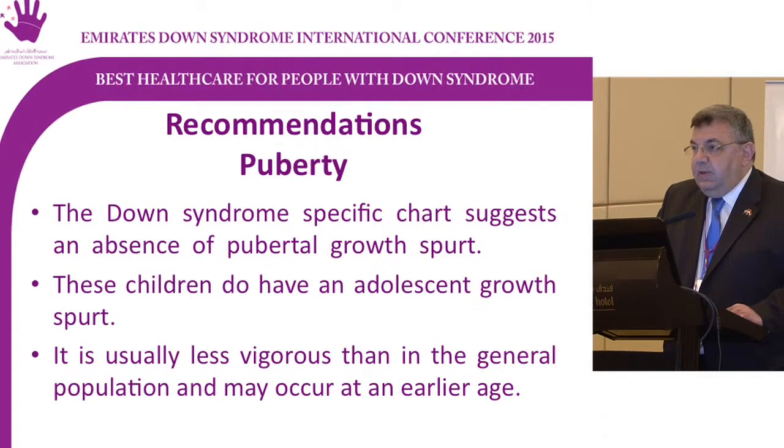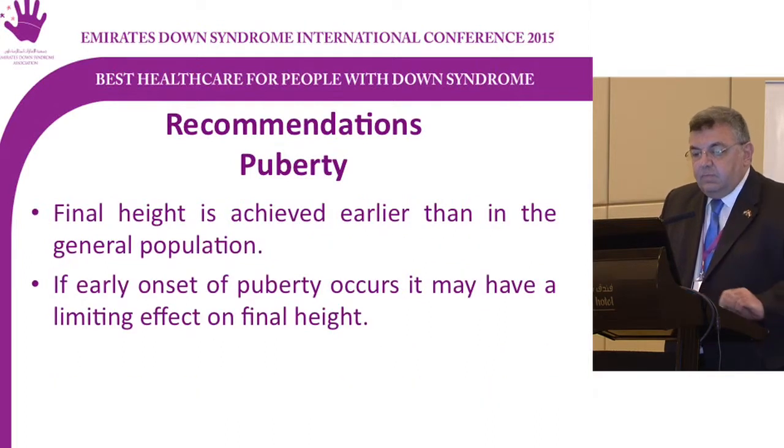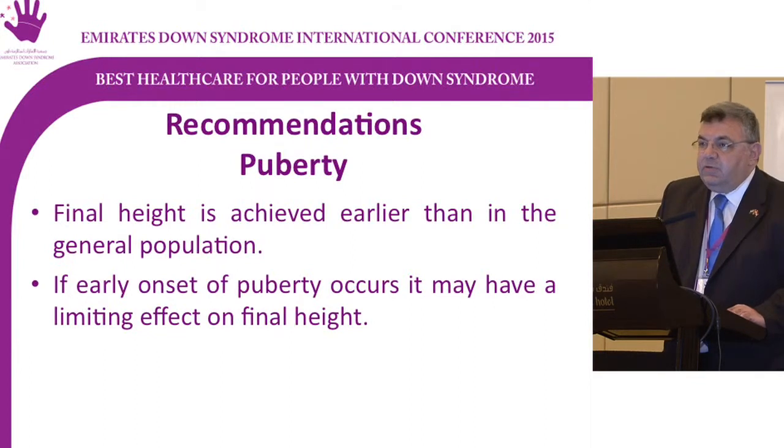They go into puberty up to 1 year before their colleagues, but there is no pre-pubertal growth spurt. These children do have an adolescent growth spurt, and it is usually less vigorous than in the general population. There is doubt or debate about the use of growth hormone in Down syndrome for growth, and it is not recommended to be used in all cases of Down syndrome.